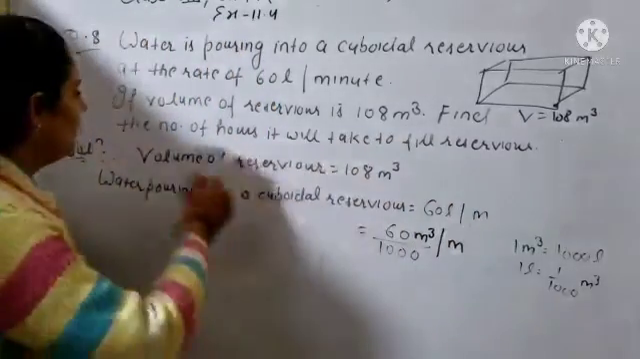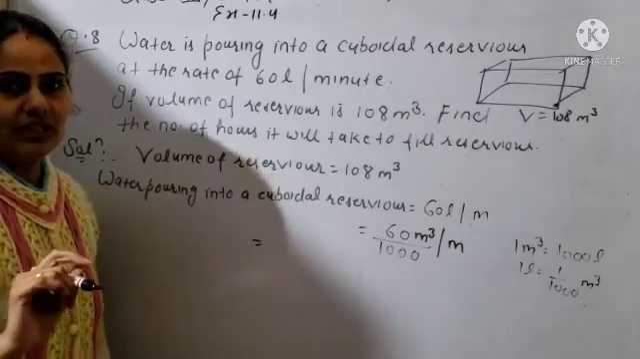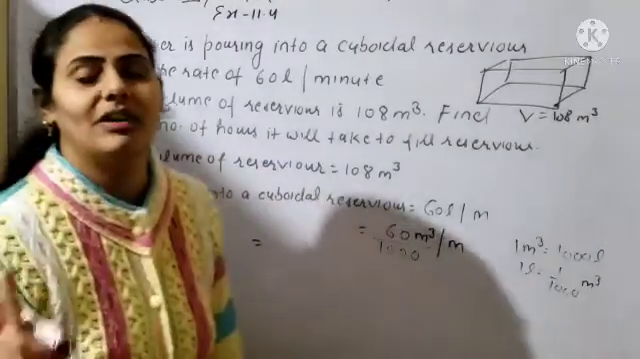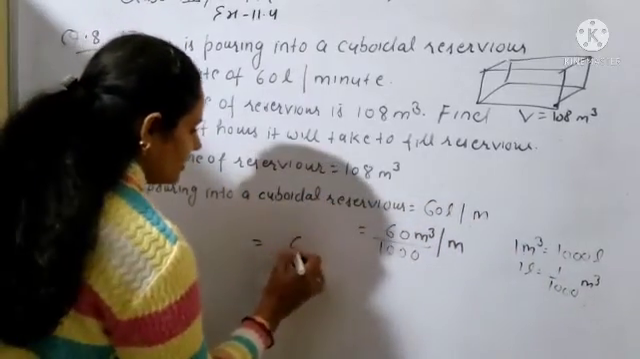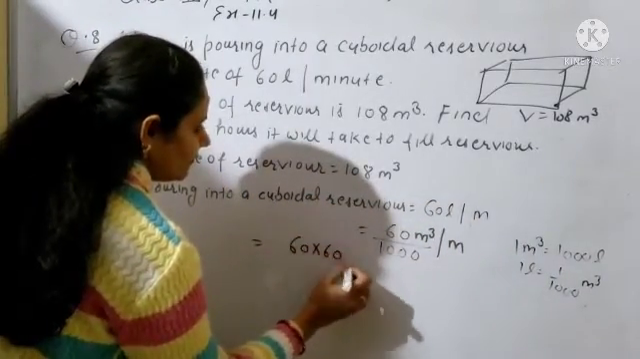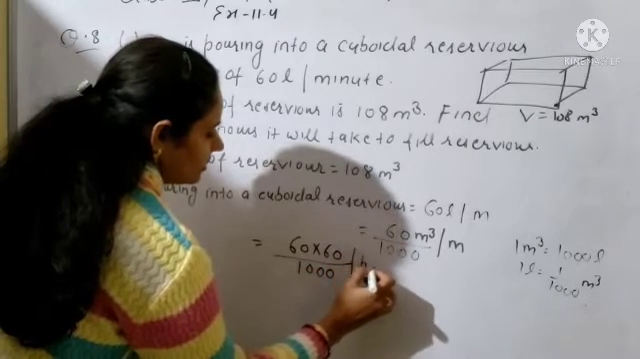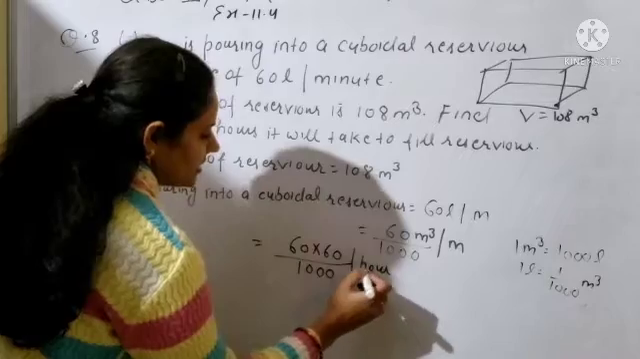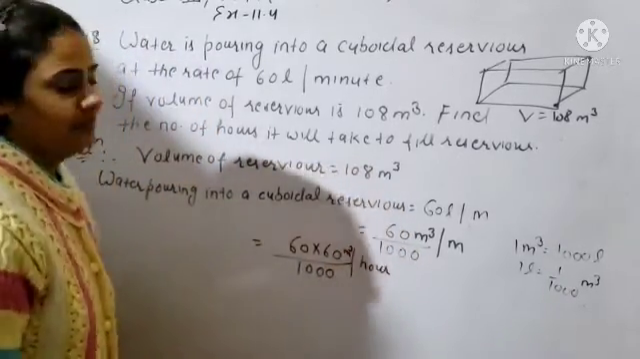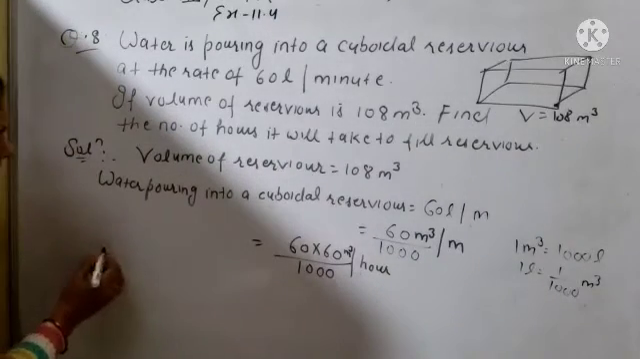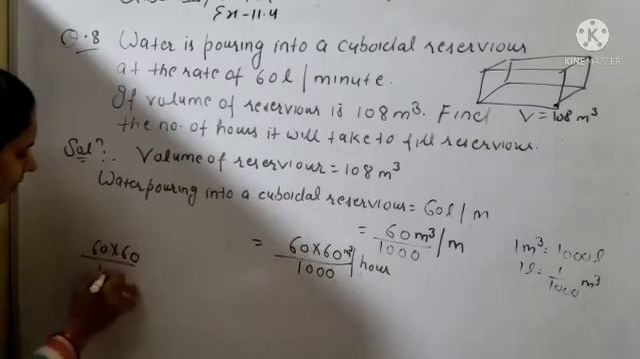But now you will find out the number of hours. So 1 minute is equal to how many hours? You know very well, 1 hour is equal to how many minutes? It will be 60 minutes. So you can write down 60 into 60 upon 1000 per hour. This is how many meter cube per hour. Clear? Now you can write down this 60 into 60 upon 1000.